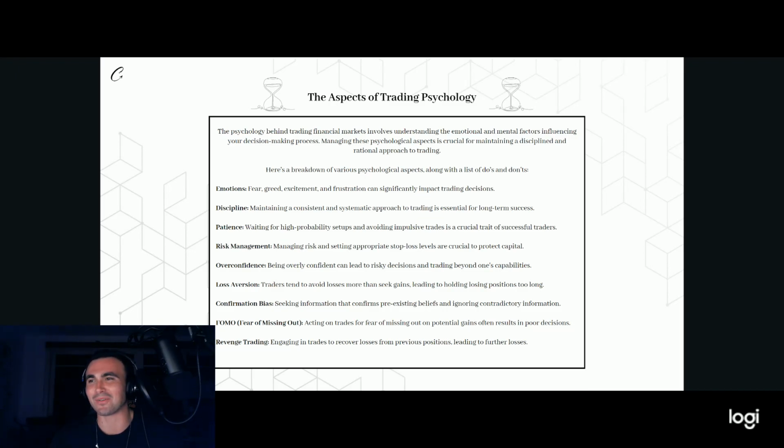FOMO. God, I love this acronym. Fear of missing out. Acting on trades for fear of missing out on potential gains often results in poor decisions. You want to be very disciplined with everything that you trade. It's your money. You are risking it. It's a zero-sum game. You either take money off someone else or you lose it and give it to someone else. Revenge trading. Engaging in trades to recover losses from previous positions can lead to further losses.